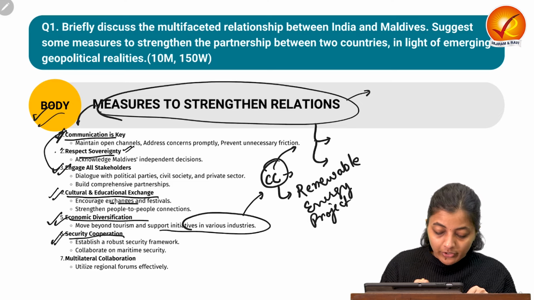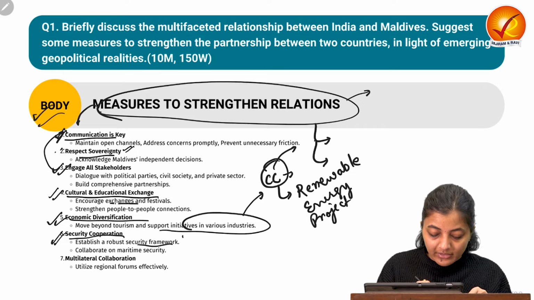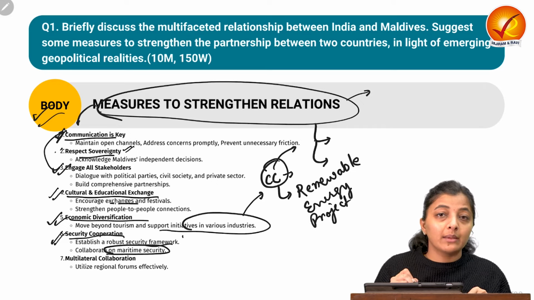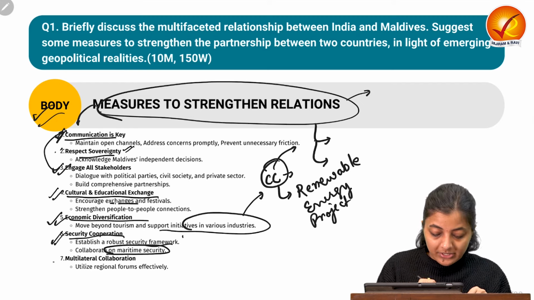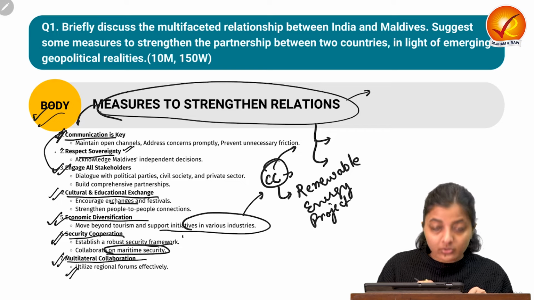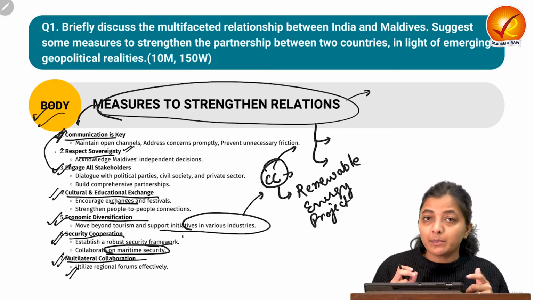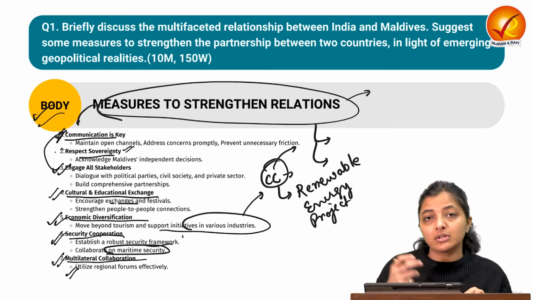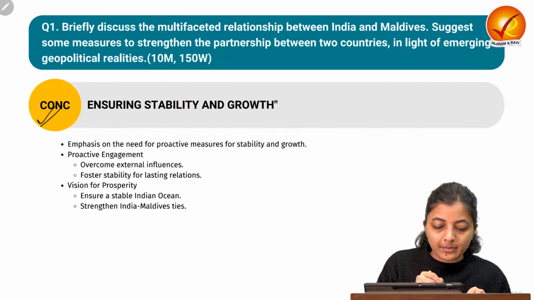Next is security cooperation. We should establish a robust security framework for that, and we should collaborate more on security, especially maritime security. Next is multilateral collaboration. We should also utilize multilateral forums to strengthen the bilateral relationship and also the multilateral relationships between the various organizations. Next is the conclusion.